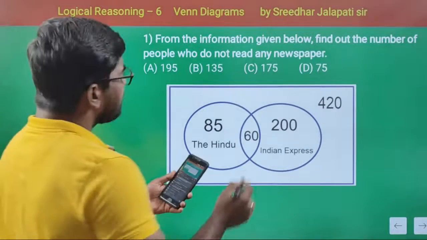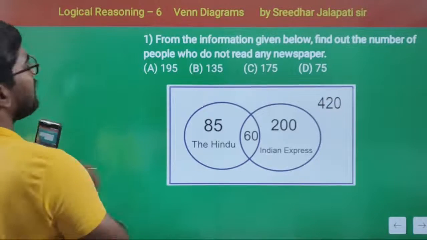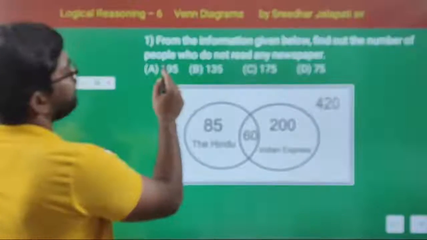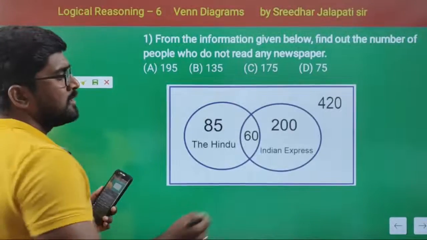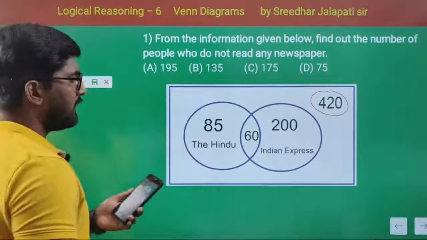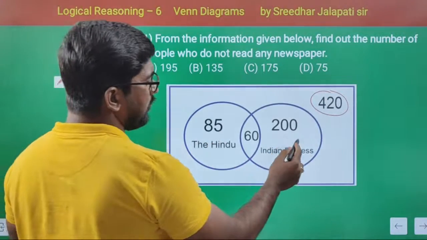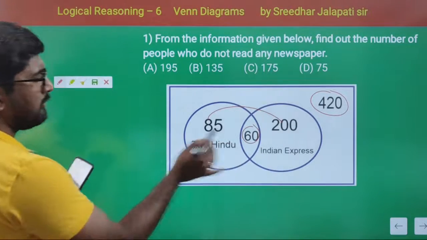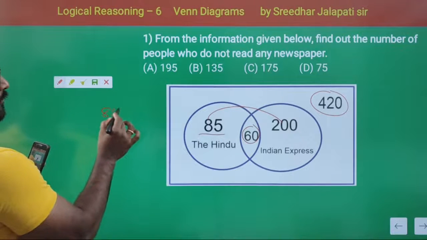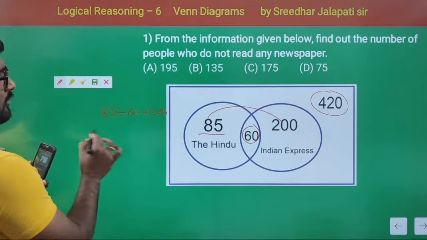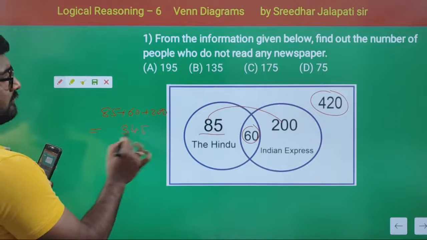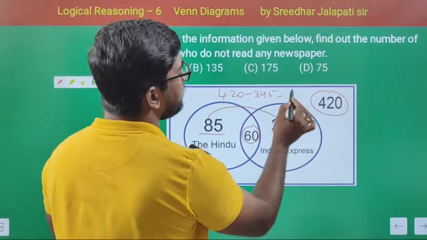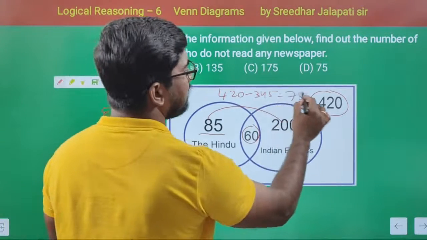The question is, from the information given below, find out the number of people who do not read any newspaper. Here the total is 420. 85 read Hindu, 200 read Indian Express, and 60 read both. As I told you, the people inside the circles are 85 plus 60 plus 200, which is altogether 345. From the total 420, 345 are in the circle. So the people who are not in the circle is 75.